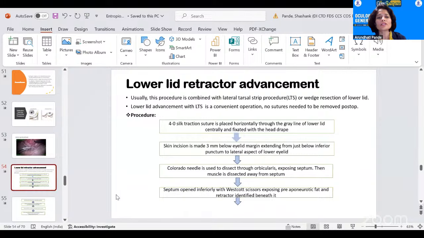Yeah. So this is a lower lid retractor advancement. It can be combined with a lateral tarsal strip procedure also, or wedge resection of the lower eyelid. So in this, traction sutures are placed, then a skin incision 3 millimeters below the eyelid margin, extending from just below the inferior punctum to the lateral aspect of the lower eyelid. Then a needle is used to dissect through the orbicularis, exposing the septum, and then the muscle is dissected away from the septum. The septum is opened inferiorly with a Westcott scissor, exposing the pre-aponeurotic fat and retractors identified beneath it.